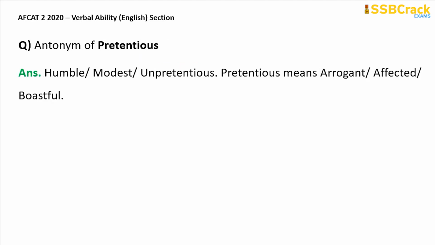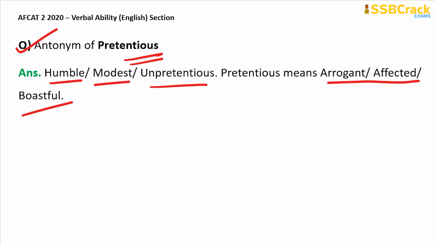The next question is antonym of pretentious. First you need to know the meaning of pretentious. It means arrogant or someone who is very airy, affected or boastful. So pretentious means arrogant, proud, affected, airy and boastful. So the opposite or the antonym of pretentious will be humble or modest or simply unpretentious. Someone who is humble, someone who is modest is obviously not arrogant or not boastful. So that is the antonym of pretentious.